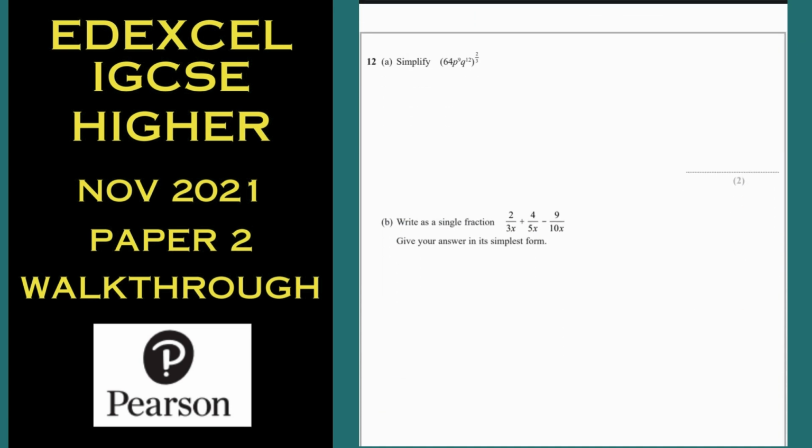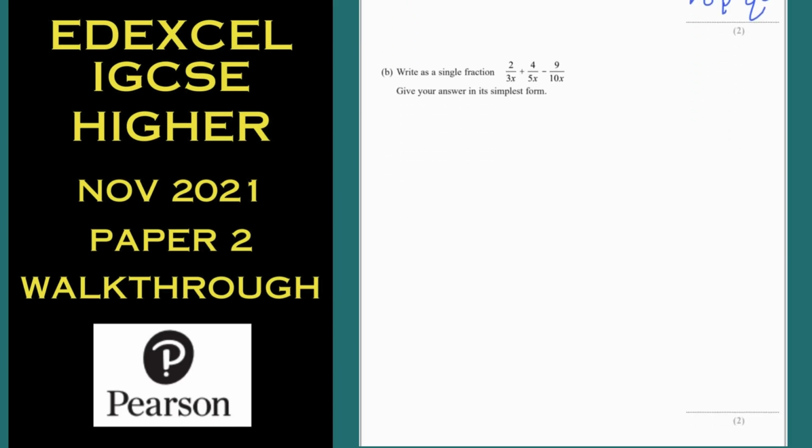12A, more laws of indices. They do love it. Each thing in turn, you've got 64 that needs sticking in your calc to the power of 2/3. So you cube root it to get 4, square it to get 16 without your calc, but your calc is your best friend. But now we've got fractions multiplying, so 9 multiplied by 2/3 means P has the power of 6. 12 times 2/3 means Q has power of 8. On to part B.